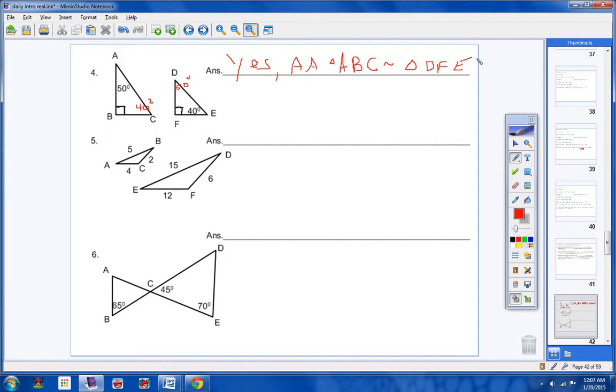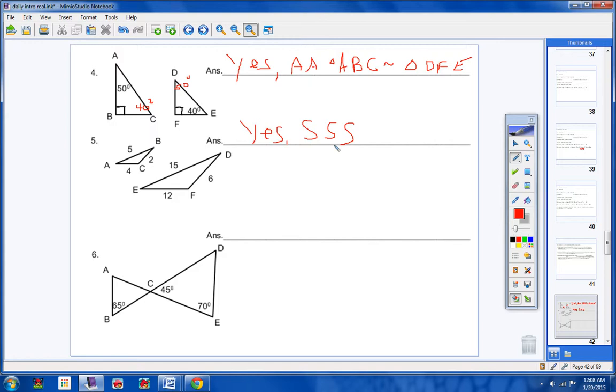Now, number 5. Do we have two triangles that are similar? Well, let's write the ratios. 5 goes with 15, so 5 over 15 equals 4 over 12 equals 2 over 6. So there's all the ratios. Now reduce each one, and you'll get 1/3, 1/3, 1/3. All three fractions have to be equal, and they do. So yes, we have similar triangles. And how do we know? By what reason?